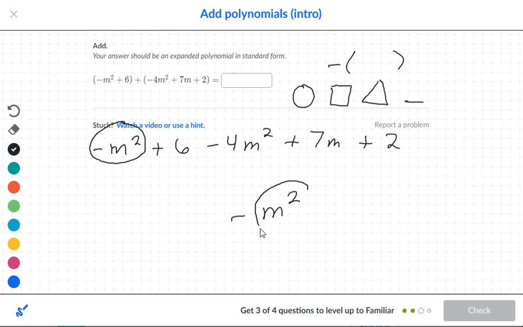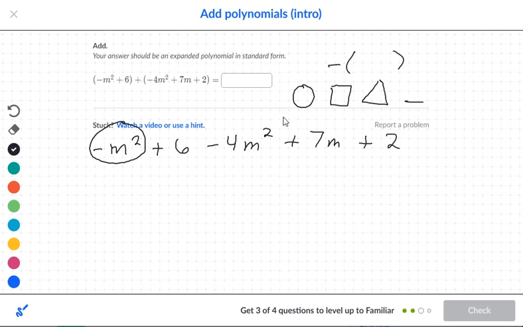Some students will circle this way. So now what you've created is m to the second as positive. You've got to capture the sign. You can't leave the sign out. If you leave the sign out, there's a difference between a positive and a negative. So make sure you include the sign there.